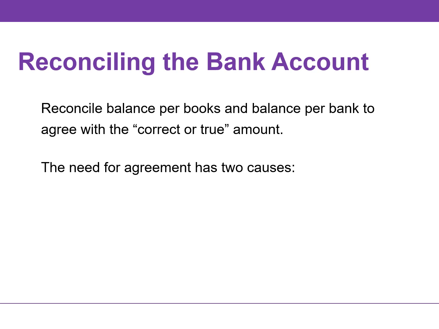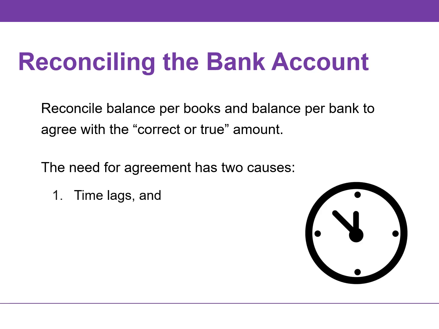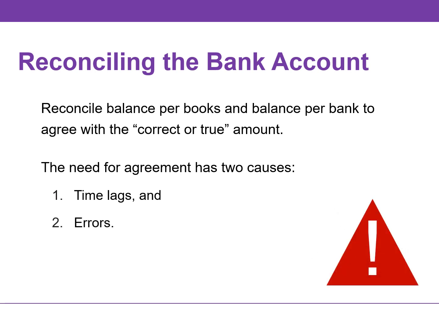The need for agreement has two causes. The first cause is time lags. Time lags prevent one of the parties from recording the transaction in the same period as the other party. Time lags occur frequently. For example, several days may elapse between the time a company mails a check and the date the bank actually pays the check. A time lag also occurs whenever the bank mails a debit or credit memo to the company. The second is errors. Bank errors are infrequent. However, either party could accidentally record a $450 check as $45 or even $540.